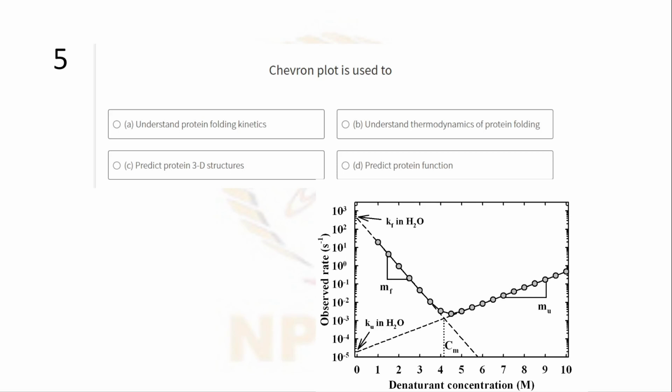So for a two-state folding process, this plot typically exhibits a V shape, reflecting the transition between folded and unfolded states. The rising limb of the V, which shows kf in H2O, reflects the folding limb, and the falling limb represents the unfolding arm.